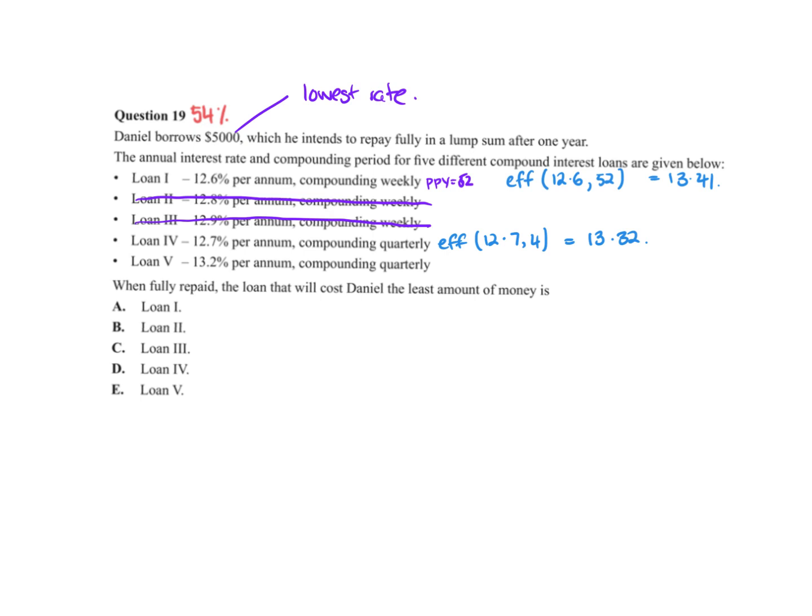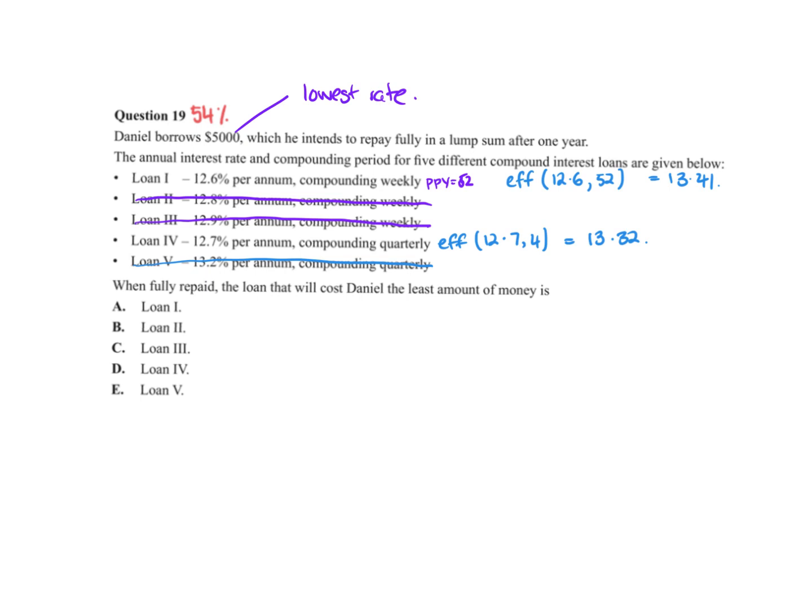And then the last one is 13.2 compounded quarterly. Well, I'm going to eliminate that one. Why am I eliminating it? I don't even work it out, because it's higher than the rate before it. And so I can clearly see, because they're compounding the same number of times, quarterly, that I'll take the lower one.